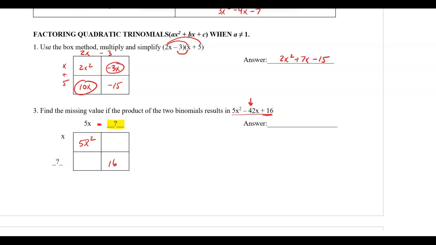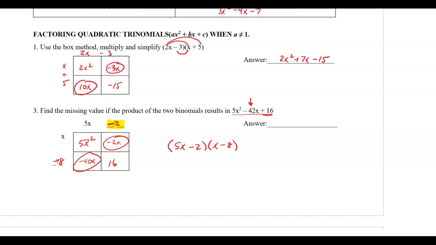So let me try something else. Let's flip it. Let's go minus 8 here and minus 2 here. So now that would give me negative 40x, and then this would give me negative 2x. When I combine them, I get negative 42x. So this factors out to be 5x minus 2, and then x minus 8.